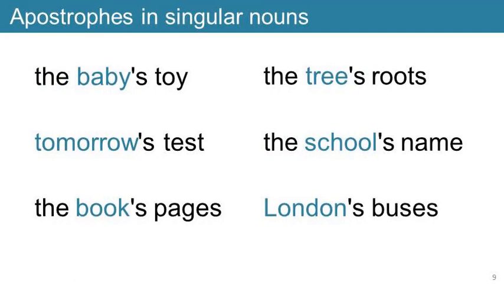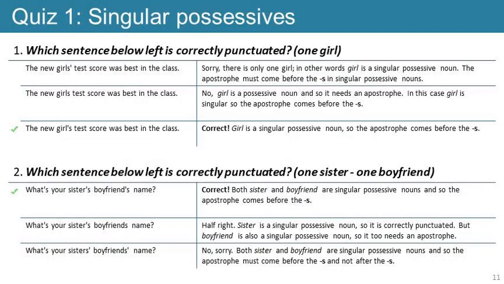Now let's have a second look at some of the phrases from the last slides. In all of these examples, the highlighted possessive noun is a singular noun. As you see, the apostrophe has been added at the end of the singular possessive noun and is followed by an S. If you forget the apostrophe, you're making a mistake. Pause the video if you want to look at the quiz questions and answers.